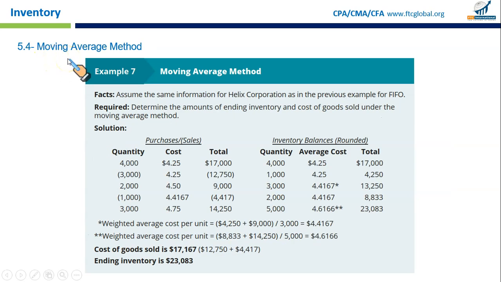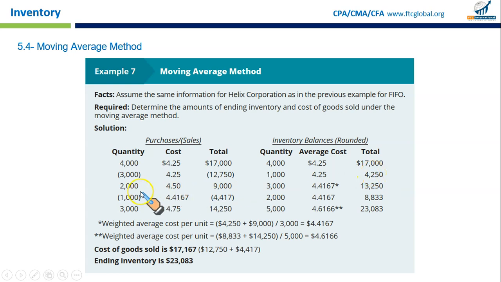This method will recalculate the average cost of inventory after each purchase. Let me do it. Same question. We're using the same data. So these 4,000 units at the first batch at this rate, 17,000. So the quantity is 4,000. Rate is 4.25, and that's the figure for your inventory. You sell 3,000 units. They go out of this at this cost, deducted. You get 1,000 units in closing stock at this rate, and that's the total value of closing stock.